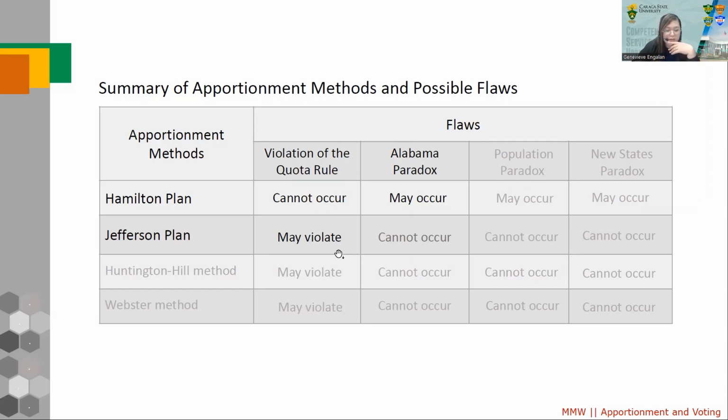The Jefferson plan's flaw is that it may violate the quota rule, but it cannot violate the Alabama Paradox. Also the population paradox and new state paradox cannot occur in the Jefferson plan. In the Hamilton plan, the population paradox may occur and also the new state paradox may occur. Okay?